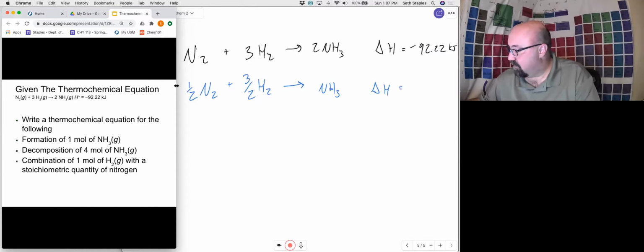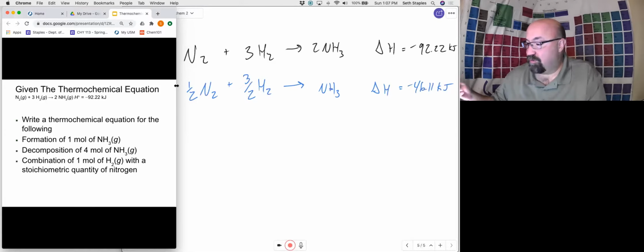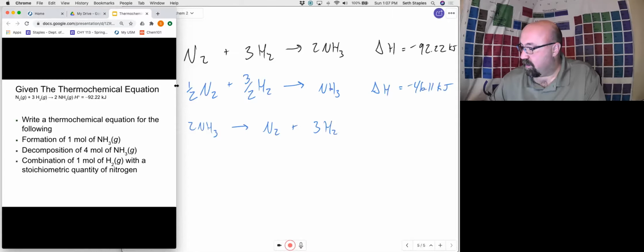That's going to cut my delta H in half. And so this would be my thermochemical equation for the formation of 1 mole of NH3. I might want to know, for some reason, the amount of energy to decompose 4 moles of NH3. So decomposition, now I'm looking to reverse my reaction. And so my initial reaction in reverse, 2NH3 to form N2 and 3 H2s.